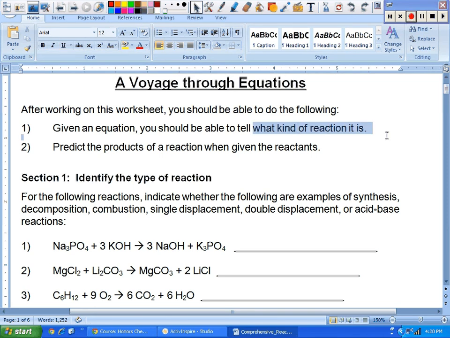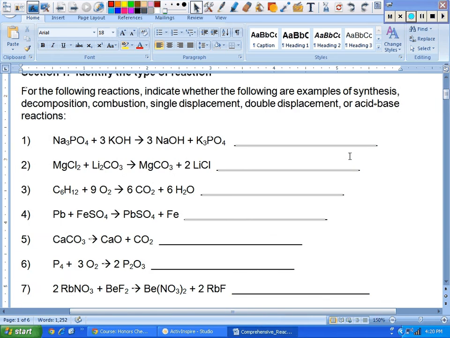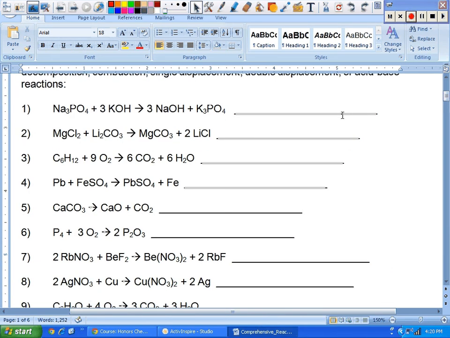Okay, that's very simple, so we're going to work through a few of those, and then finally the last part is you're going to be able to predict the products of a reaction when given the reactants. So section 1, honestly guys, should be super simple. All you have to do is look at this reaction and tell me exactly what happened. So I'm going to do a few of these, and there's no balancing, there's no predicting the products. It's literally telling me exactly what type of reaction it is. Okay, so number 1 should be very simple.